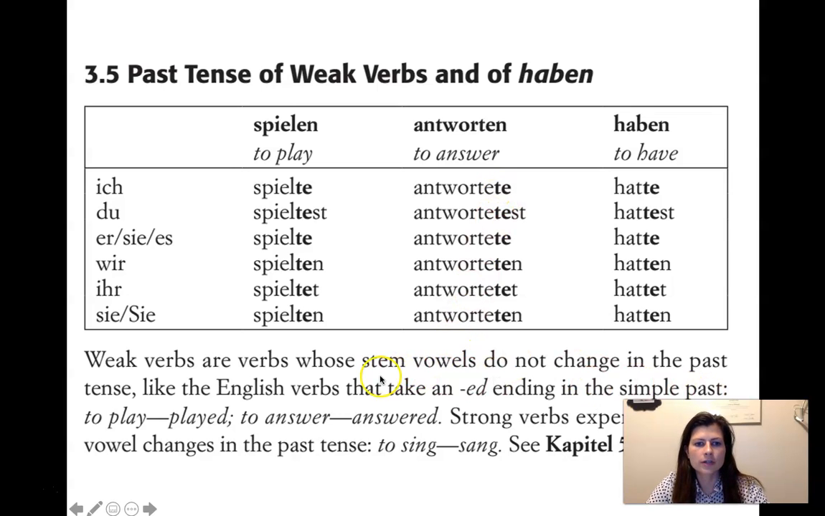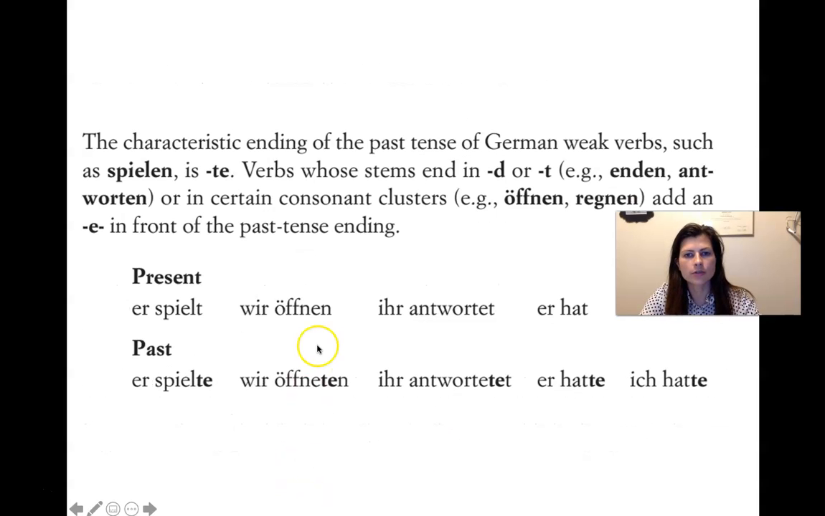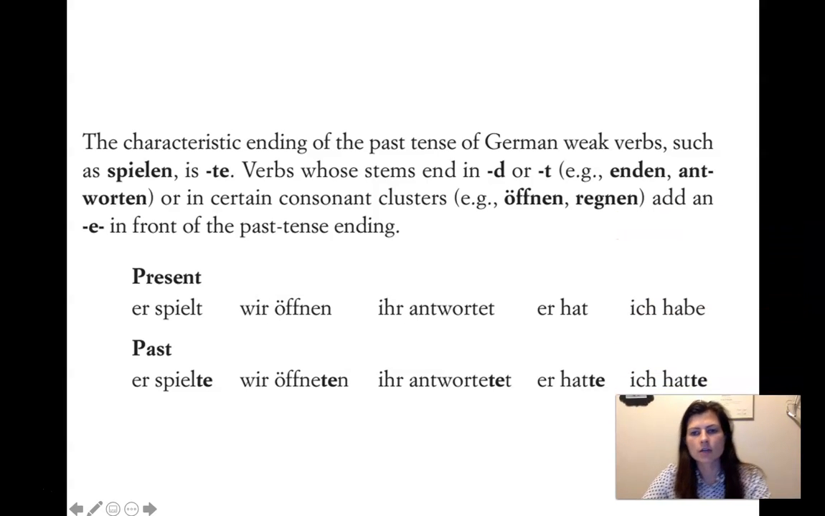So weak verbs are verbs whose stem vowels do not change in the past tense, meaning they're regular, they don't have any weird changes going on. Like English verbs that take an ed ending in the simple past. To play, played. To answer, answered. So that ed ending is etymologically related to this te right here. And then strong verbs, as in irregular verbs, experience stem vowel changes in the past tense. Sing, sang, and it is actually singen, sang. It would be ich sang, I sang. So we will see some more examples of those in another unit once we get past these regular ones.